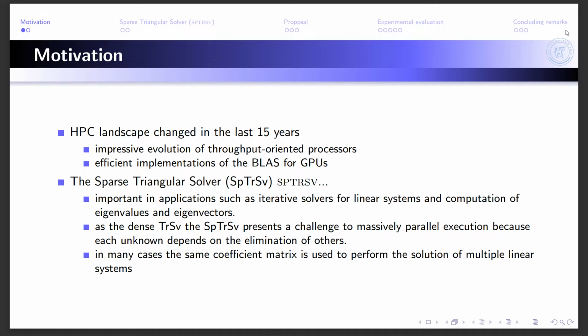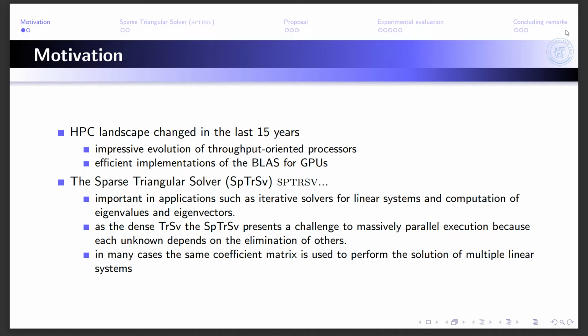The triangular solvers in general, also the dense one, present a challenge in the sense that they are iterative in nature, because the unknowns or the rows depend on the ones that are before. So you can't parallelize in the way that sparse matrix vector multiplication can be.